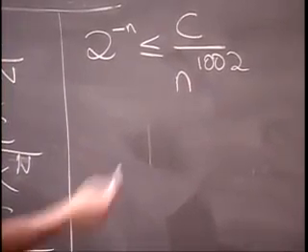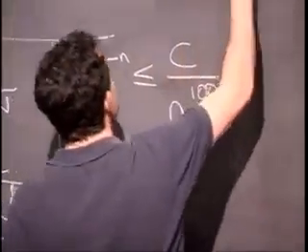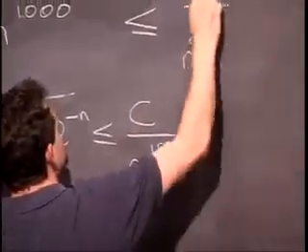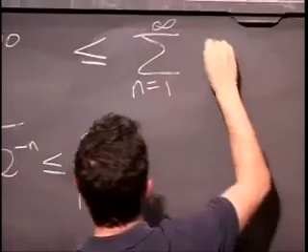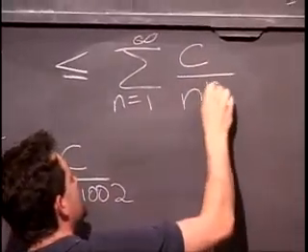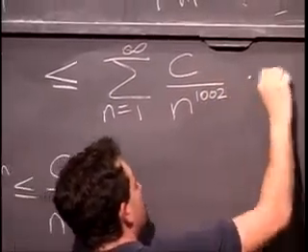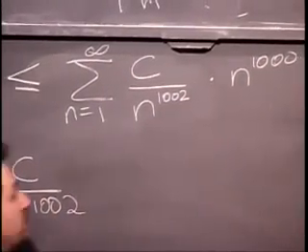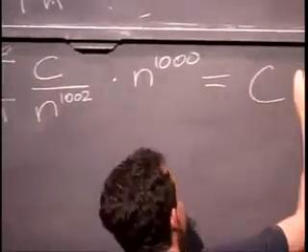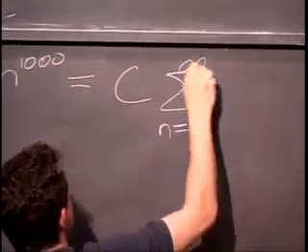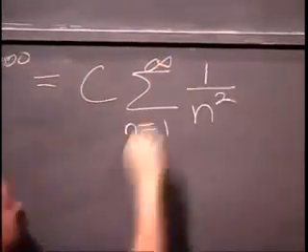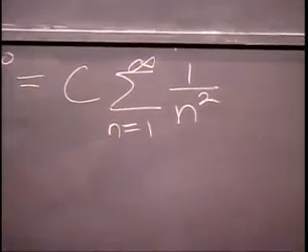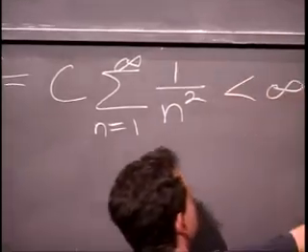If I do this, I can do a direct comparison on this series and say, well, there's some constant over n to the 1,002. That's such a big power that it kills off the 1,000 with some room to spare. The constant comes out, and we're left with 1 over n squared. And again, this converges by the p-test.